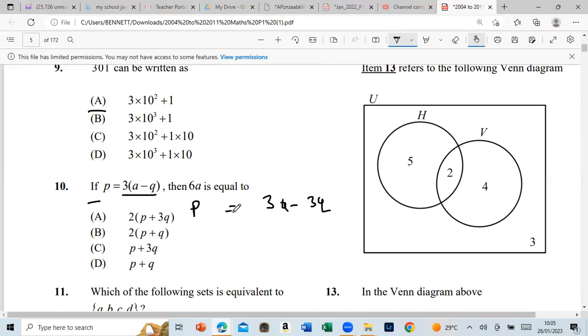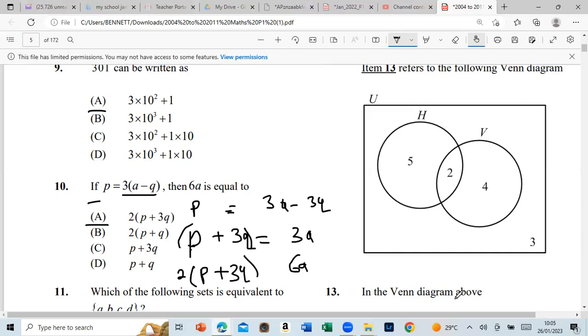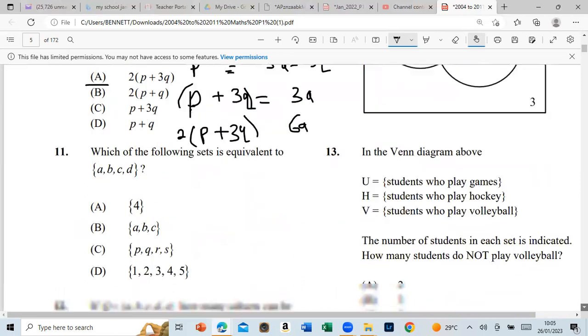Alright, so I could transpose. So this will be P plus 3Q. I will take the inverse of this, which is equal to 3A. So if 3A is equal to this, 6A will be twice 3A, right? So I have to multiply this by 2. Guys, remember you're encouraged to try. That will be number 11. Go ahead and answer number 11.